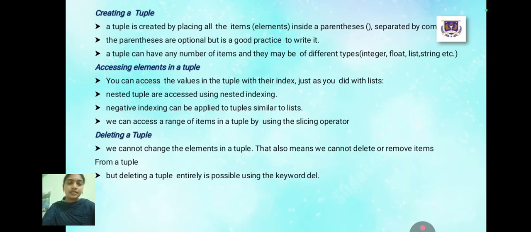Accessing elements in a tuple. You can access the values in a tuple with their index, just as you did with a list. Nested tuples are accessed using nested indexing. Negative indexing can be applied to tuples similar to lists. We can access a range of items in a tuple by using the slicing operator.